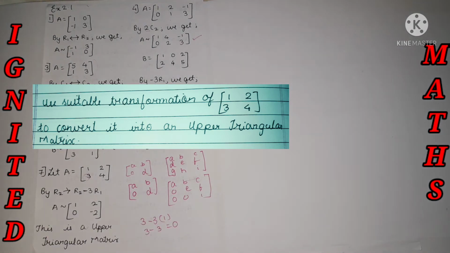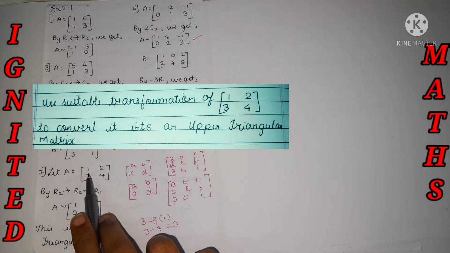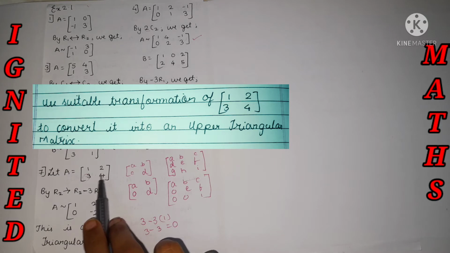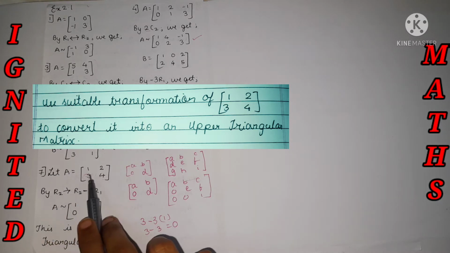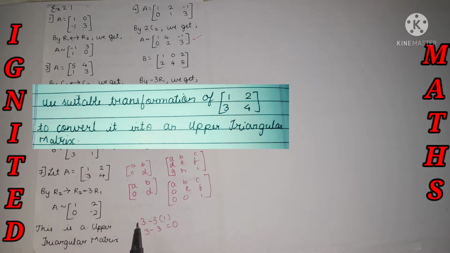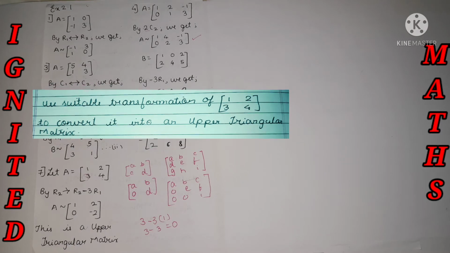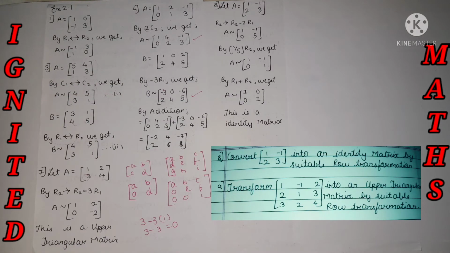So I can form it as an upper triangular matrix. For that purpose I have done this operation. If we are doing it for this element, we need to do it for this element as well, because we are operating on R2, so both the elements we need to operate on. The same calculation proceeds. The question asks us to convert into an upper triangular matrix, so here is the upper triangular matrix. The 7th, 8th, 9th are the most important sums from the exam point of view.